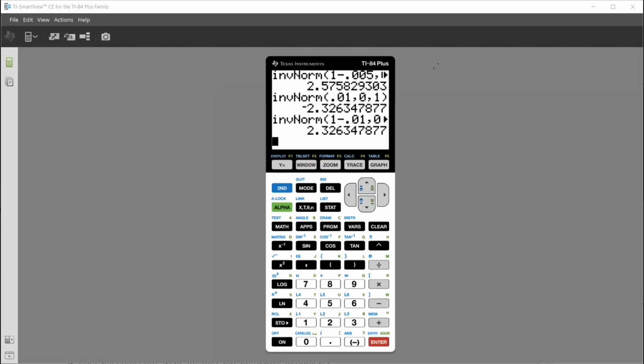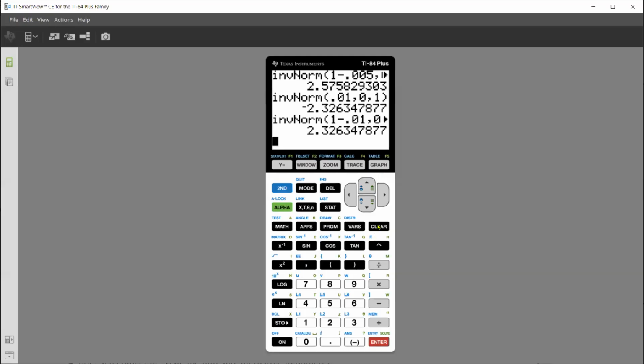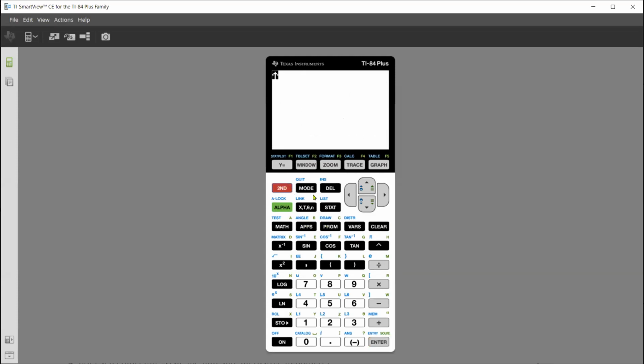All right, letter E. Letter E says alpha is 0.05, left tail. So we don't have to split this. Alpha is 0.05, left tail. So here we're going to do second distribution, inverse norm, and it's 0.05 in the left tail.